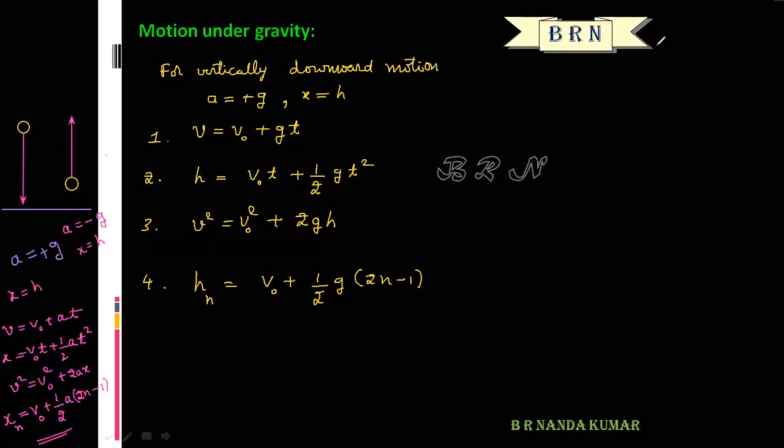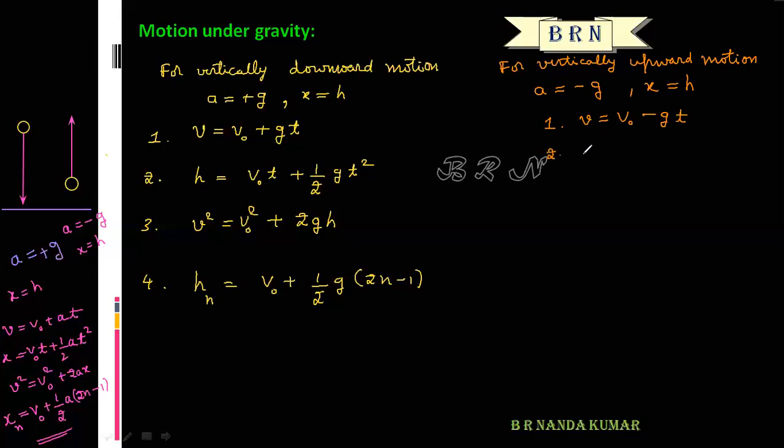For vertically upward motion under gravity, A becomes minus G, X is equal to H. So the first kinematic equation becomes V is equal to V naught, and what is the value of A here? A is minus G, so minus GT.